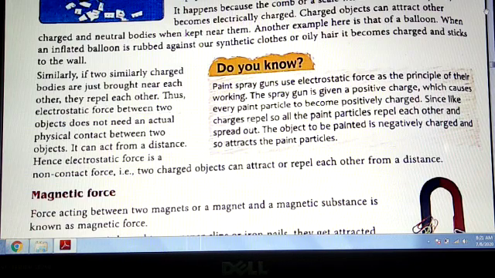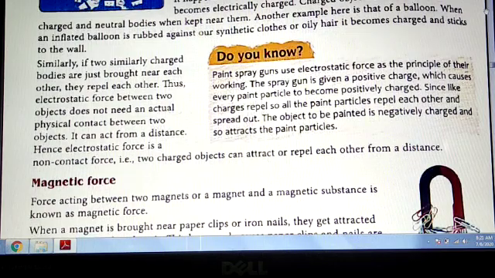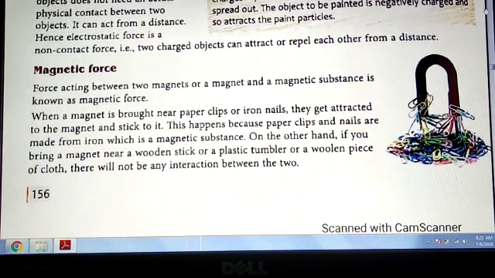Now next is magnetic force. All of you must have seen a magnet. This is a U-shaped magnet. The force acting between two magnets is known as magnetic force. You can see in the picture given in your book that when you bring a magnet near paper clips, they get attracted to it.